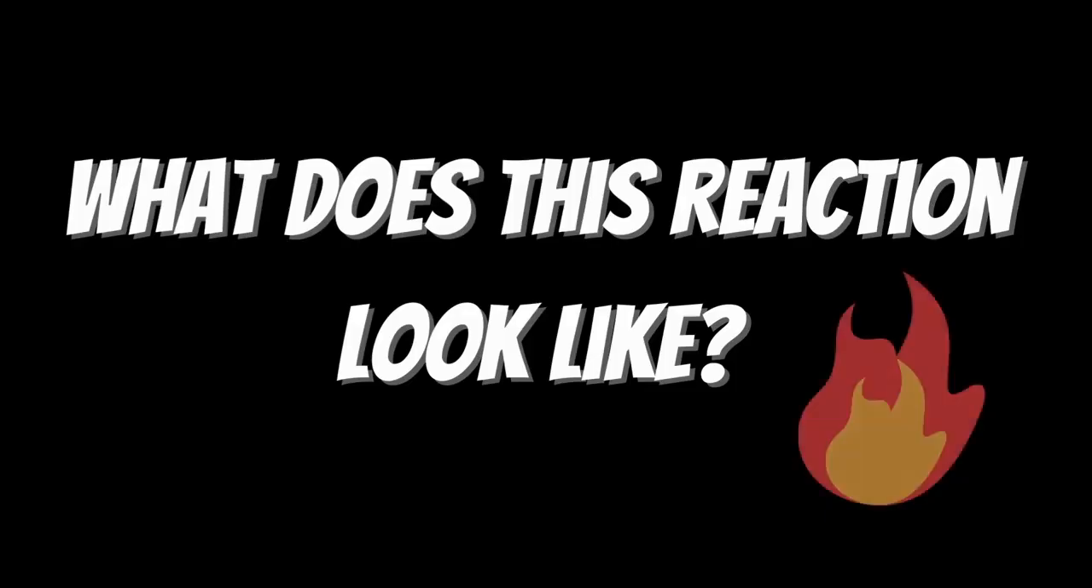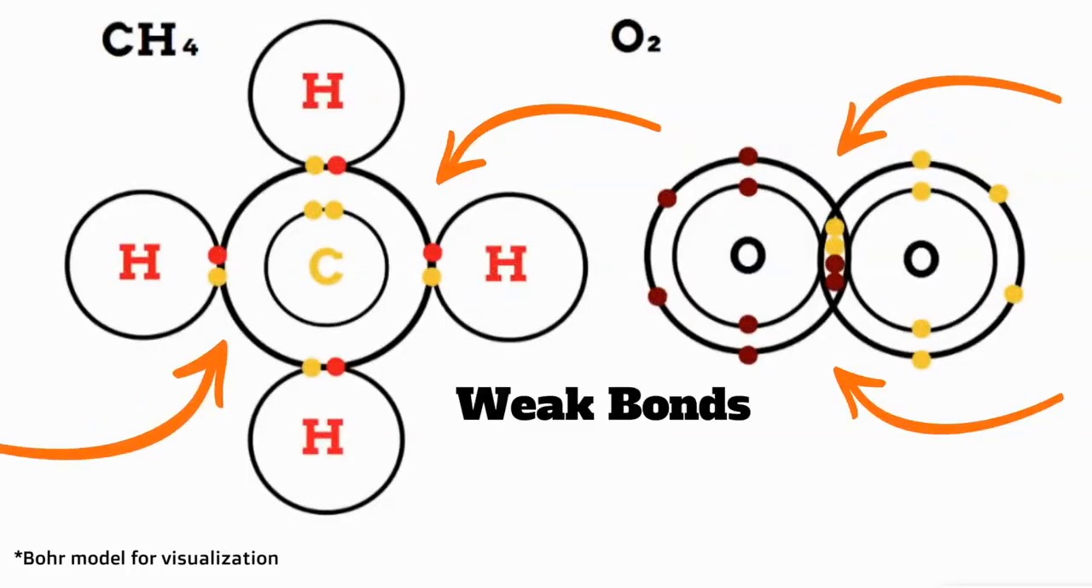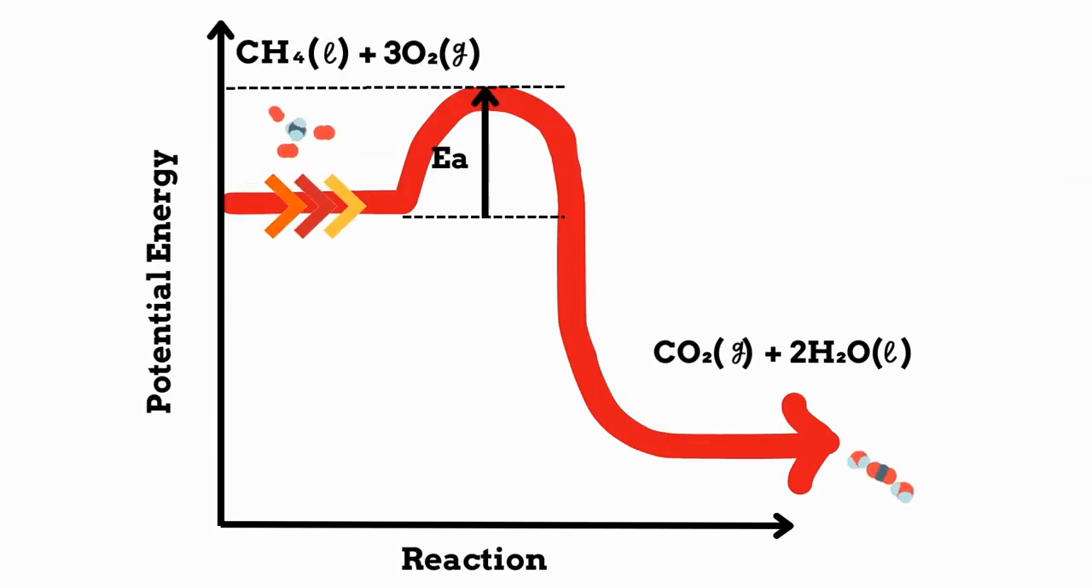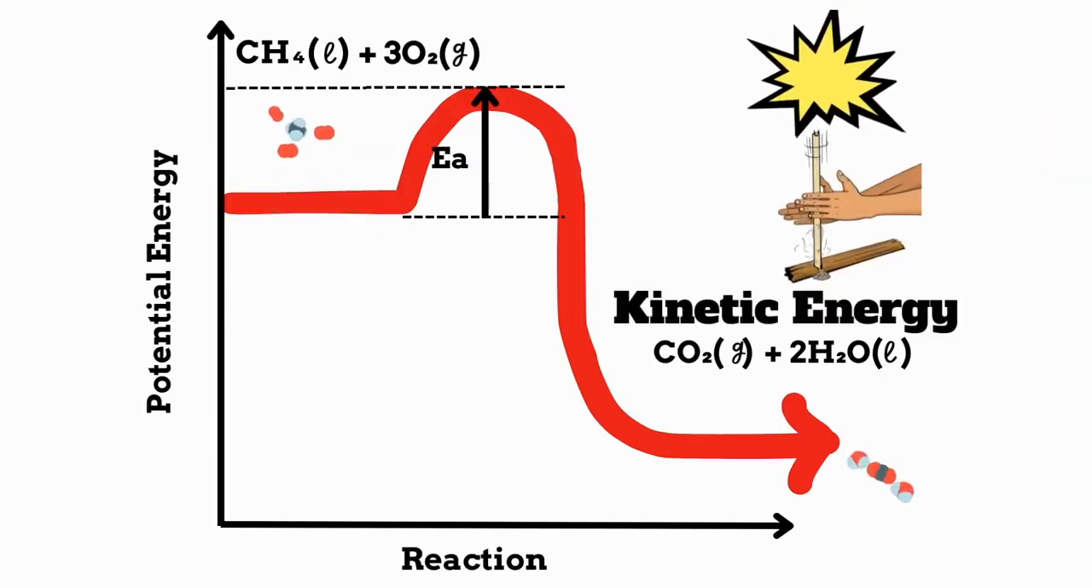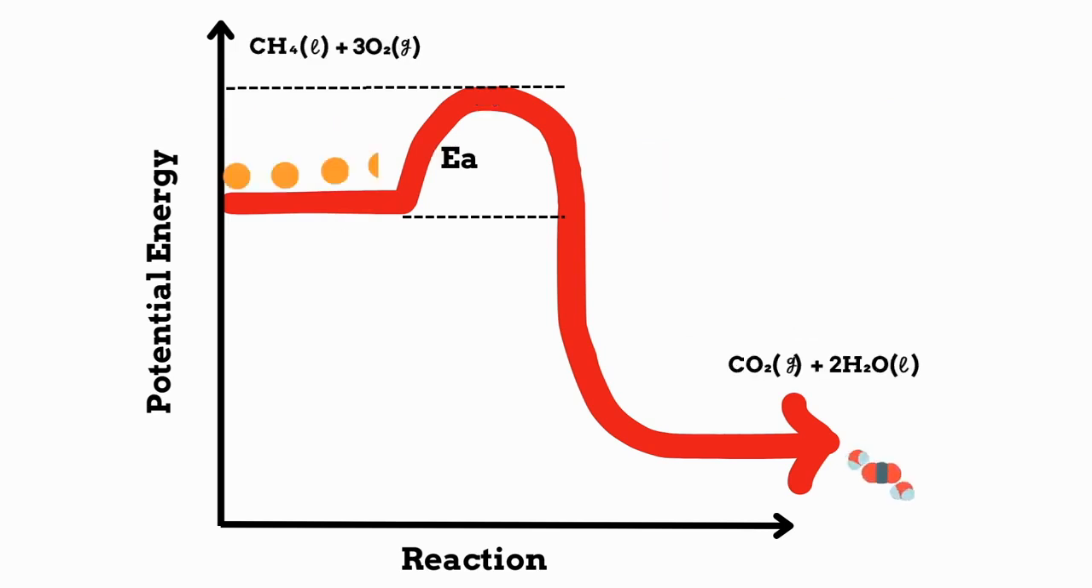So what does this reaction actually look like? Methane and oxygen have higher potential energy than the products because they have weaker bonds. First, the reaction must be kick-started. Energy must be added to break the existing bonds, like kinetic energy from friction. Adding the total bond dissociation energy of the reactants is what overcomes the activation energy barrier.